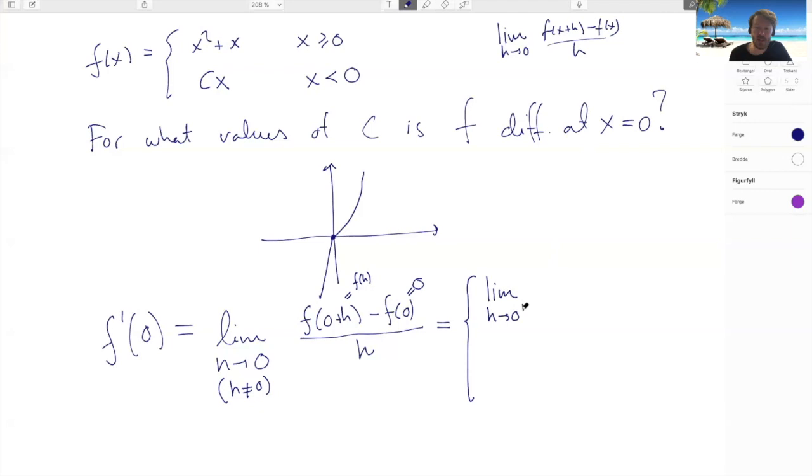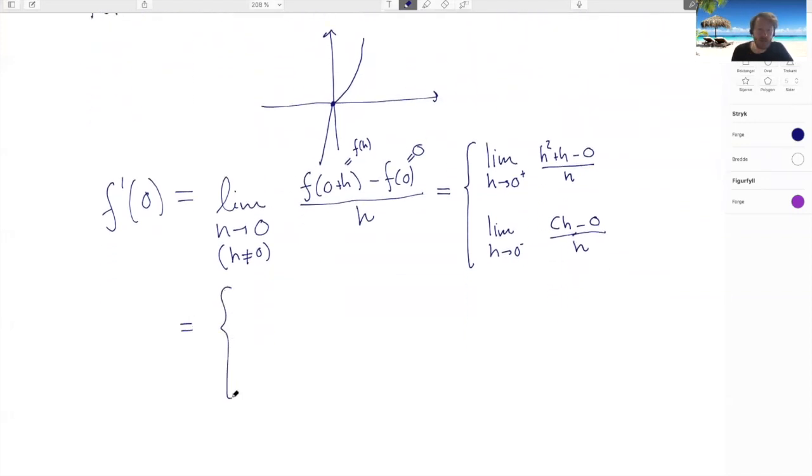One way of expressing this is to say that this is equal to these two things. If h tends to 0 from the plus side, I get something, and if h tends to 0 from the minus side, I get something. Here, when I tend from the plus side, I get h squared plus h, because I'm doing f of h now, so I'm using this formula with h's in place of the x's. I have minus 0, and I'm dividing by h. Down here, I have to use this part of the formula, so f of h is now c times h. I still subtract 0, and I divide by h like this.